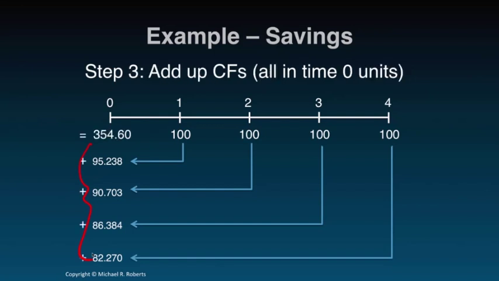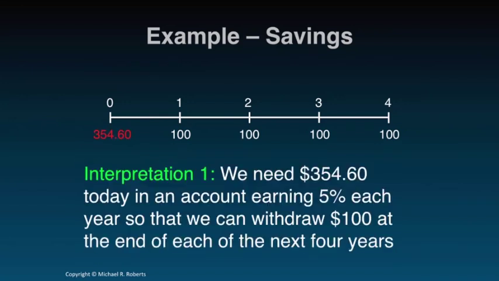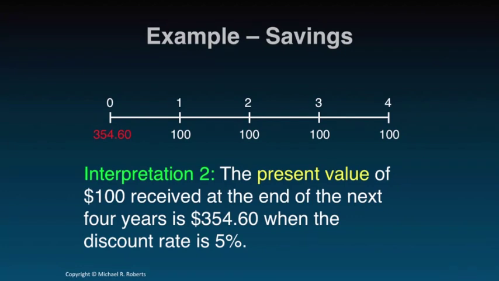We're going to need $354.60. More precisely, we need $354.60 today in an account earning 5% each year so that we can withdraw $100 at the end of each of the next 4 years. Alternatively, the present value of $100 received at the end of each of the next 4 years is $354.60 when the discount rate is 5%. Now, I know that's just another way of saying what I said in one, but get in the habit of different words meaning the same thing. Finance is just laden with jargon, and the sooner you get used to it, and the more exposure you have to it, the more comfortable you become with it.